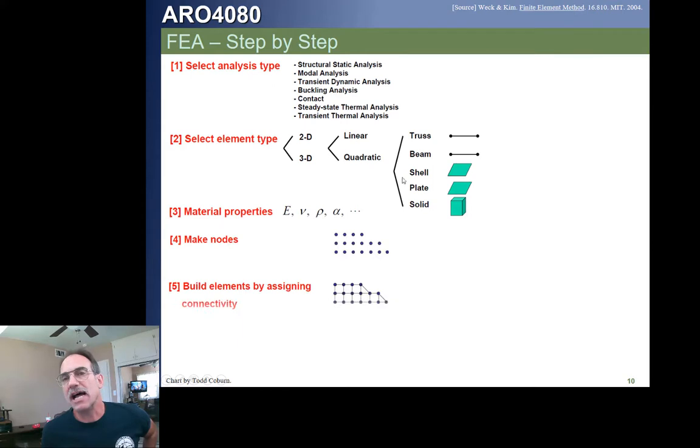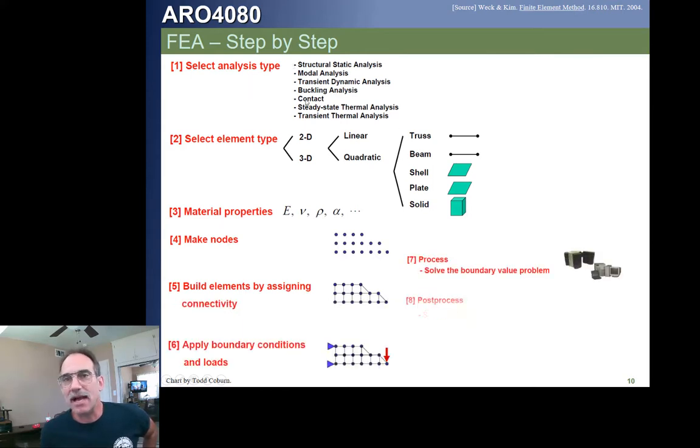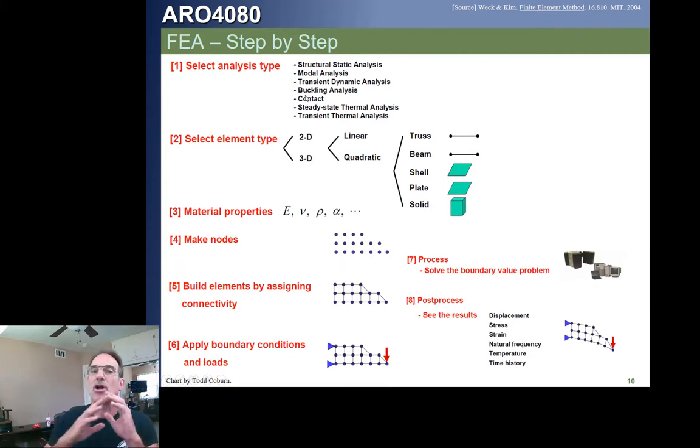This is another little slide that's intended to show you a step-by-step procedure where we're going to select an analysis type. We're going to start off this class mostly looking at linear structural static analysis. Linear meaning our problems, we're going to pretend that they remain in a linear range. There's no nonlinear behavior due to materials or geometry.